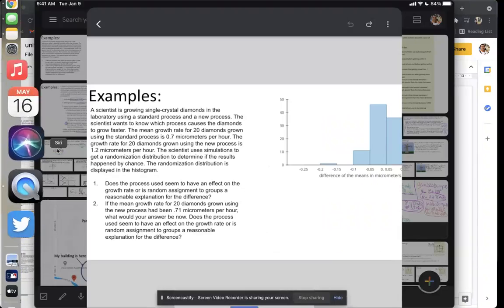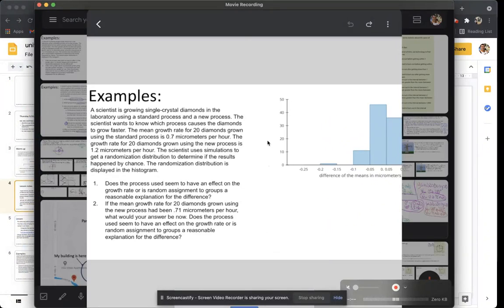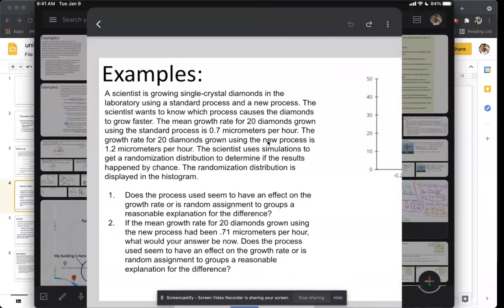All right, let's take a look at lesson 13 here. A scientist is growing single crystal diamonds in the laboratory using a standard process and a new process. The scientist wants to know which process causes the diamonds to grow faster.